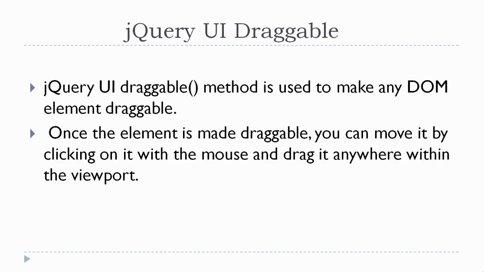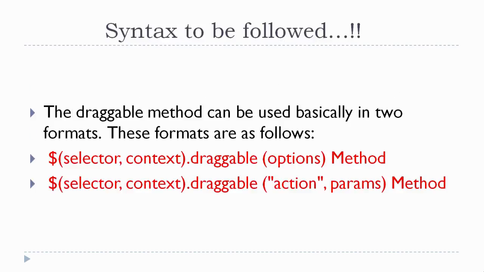Now the jQuery UI draggable method is used to make any DOM element draggable. Once the element is made draggable, you can move it by clicking on it with the mouse and dragging it anywhere within the viewport. Now, the syntax to be followed.